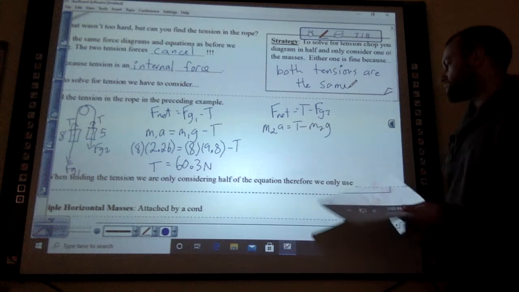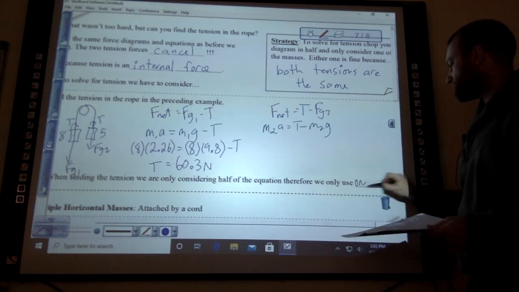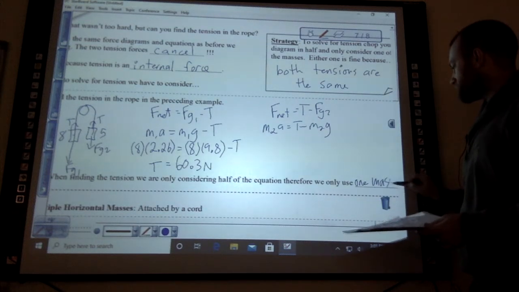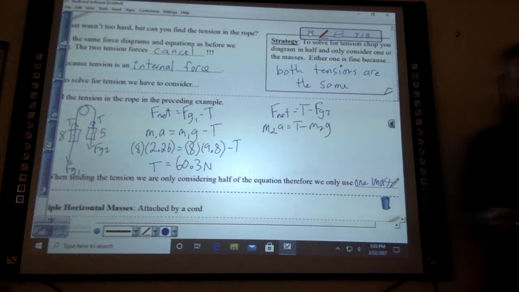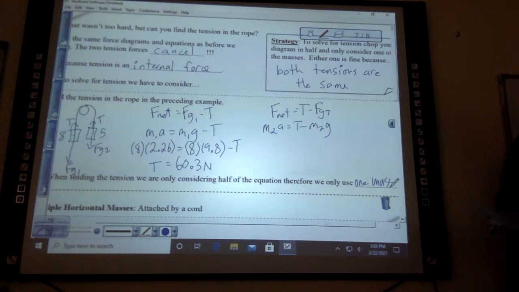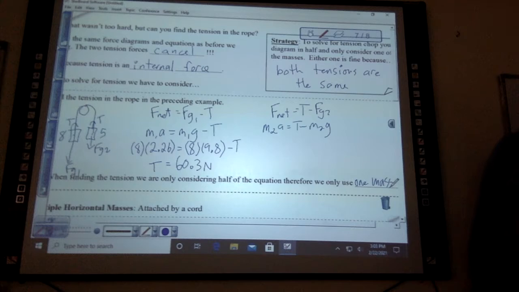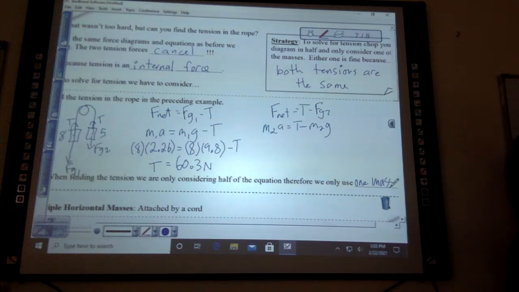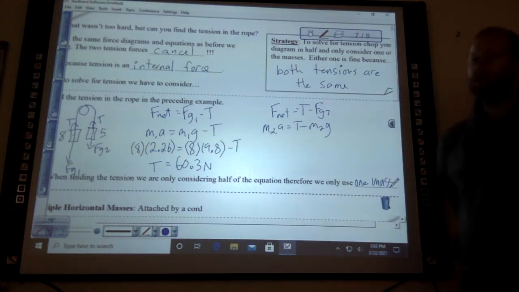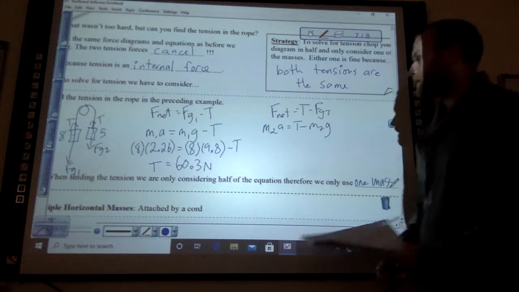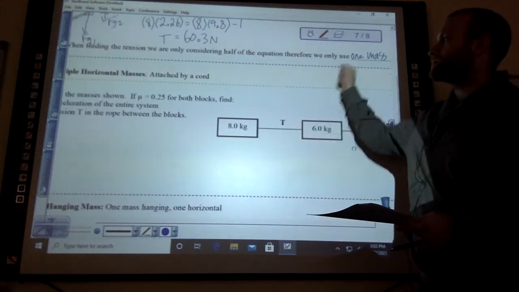So the strategy for this, we only use one mass. I said this already, just filling in the blanks so when you look back on your notes, you can understand this. So that is using the Atwood machine. The strategy for doing all the other versions is going to look the exact same. If you want to solve for acceleration, use the whole system. If you want to solve for tension, use one of the masses. That's the strategy we're going to use for every single situation.